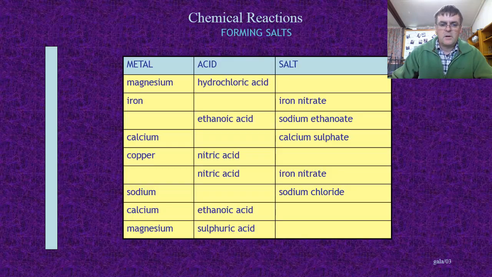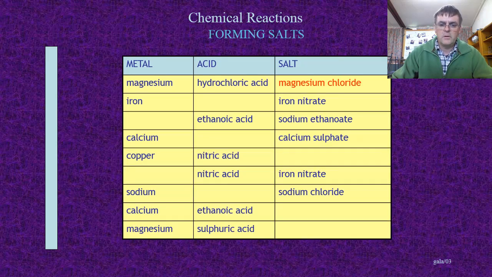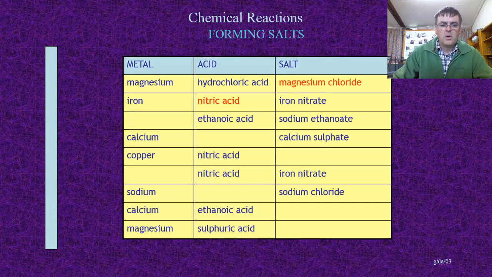Okay, let's try some more. So magnesium, hydrochloric acid, magnesium chloride. The chloride comes from the chloric part of hydrochloric acid. Iron nitrate was the product, therefore we must use nitric acid. We've got ethanoic acid, sodium ethanoate. It's easy, the metal must be sodium. Calcium is becoming calcium sulfate. Sulfate comes from sulfuric acid.